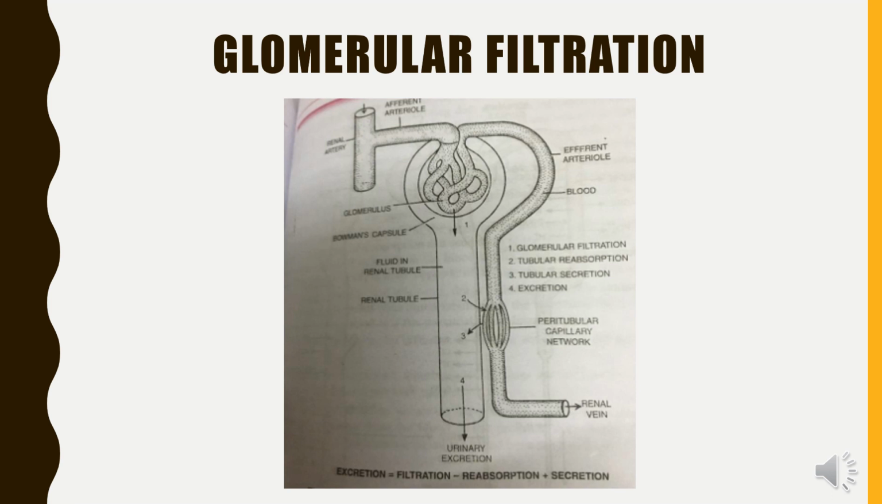Blood is filtered so finely through these membranes that almost all the constituents of the plasma, except the proteins, pass into the lumen of Bowman's capsule, and therefore it is called ultrafiltration. I just told you about glomerular filtration rate: the amount of filtrate formed by the kidney per minute is called glomerular filtration rate.